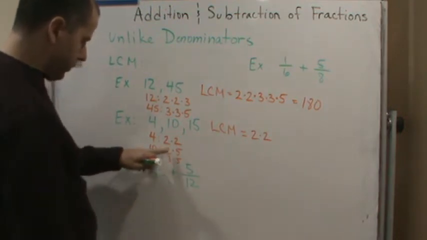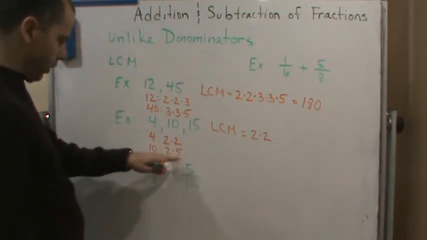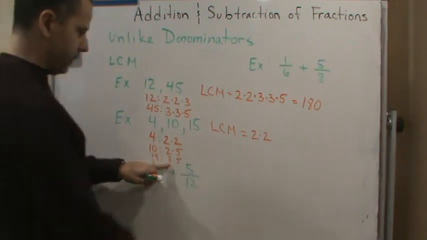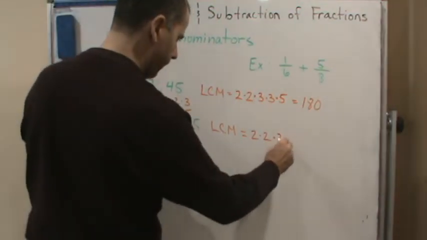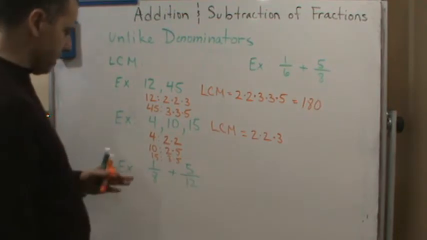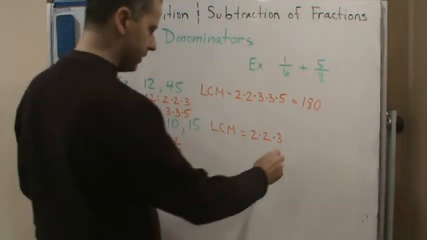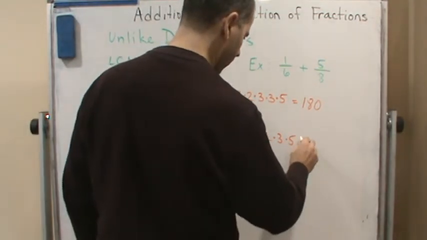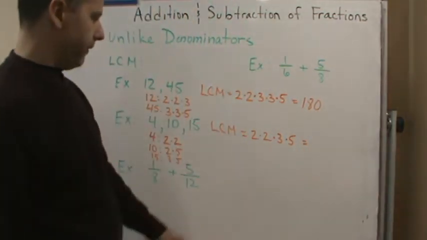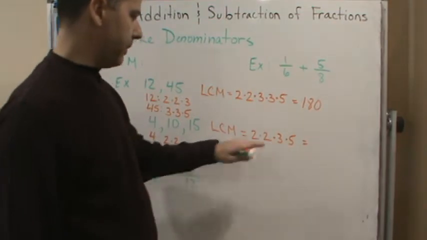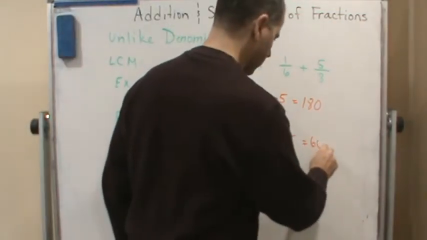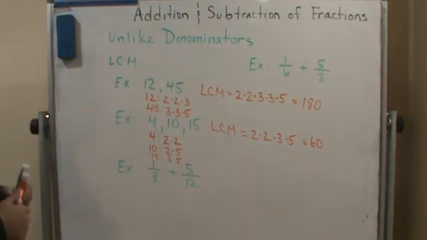So the one with the largest number of 3's, which is going to be this one. So there's just 1. And I'm going to take the one with the most 5's, which is either this one or this one. They're the same, so I'm just going to take 1 5. And lo and behold, if I multiply these out, I get 15 times 4, which is 60. So the least common multiple is 60.